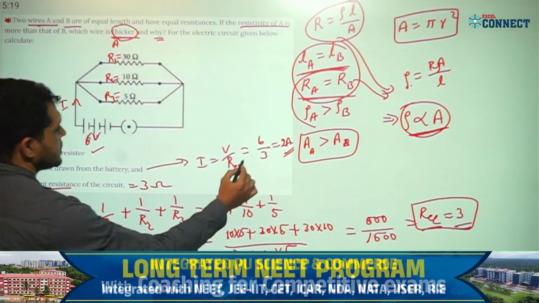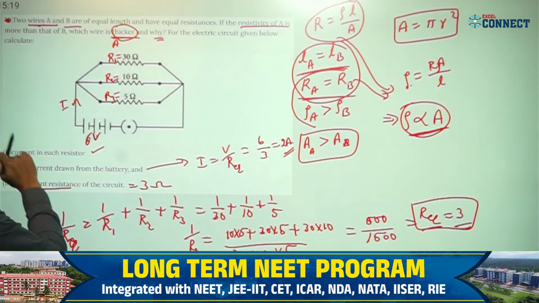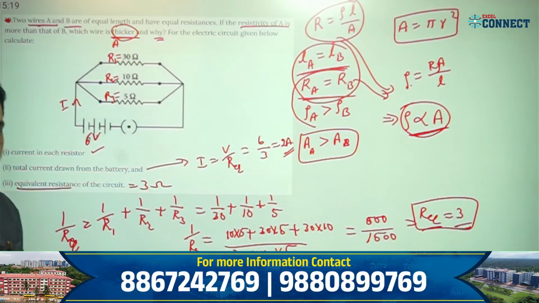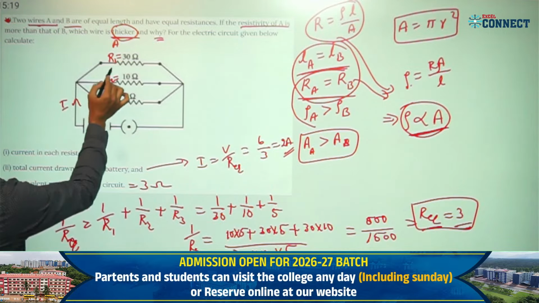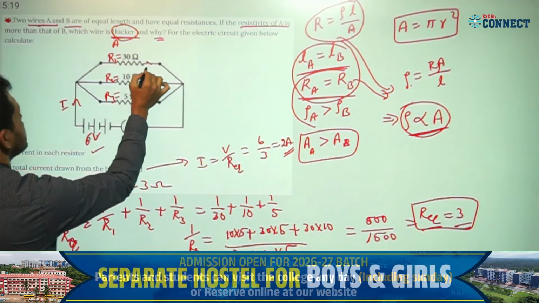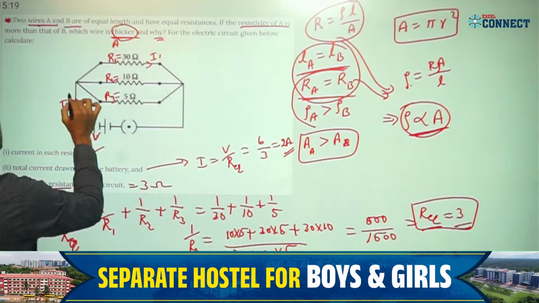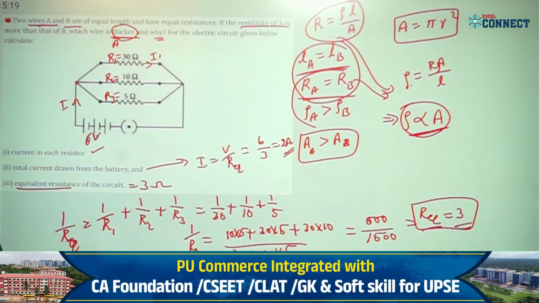Yes, 2 ampere. Is it correct? Next, I have to find the current in each resistor. How do we get the current in each resistor? This current I will write as I1. What happens to the total current at this junction?